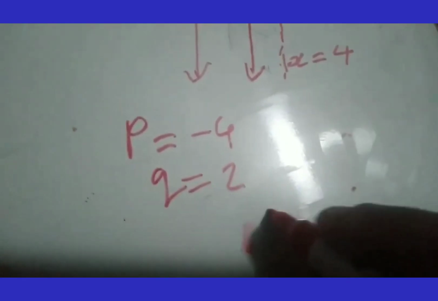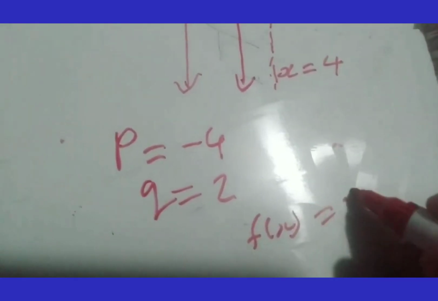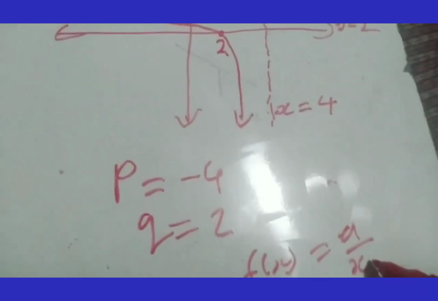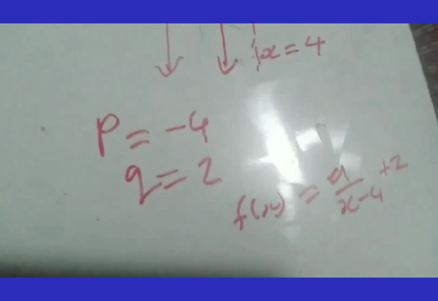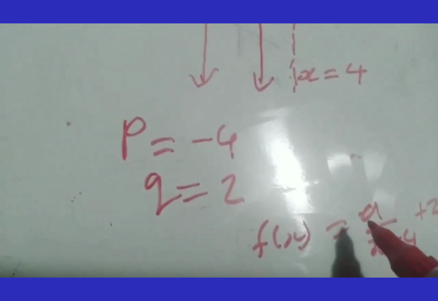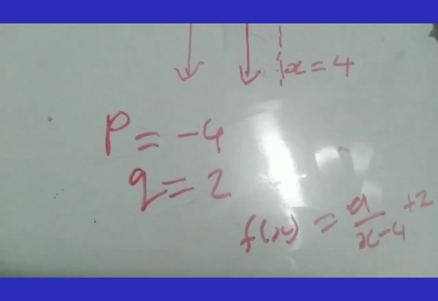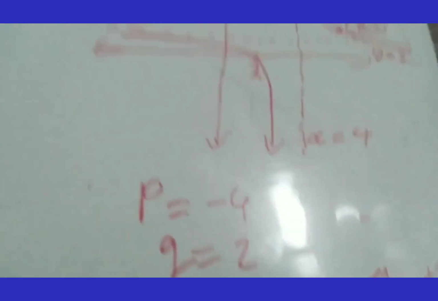So far we have f(x) is equal to a over x minus 4 plus 2. So we have to find a. Whenever there's one unknown, it's always easy to find it. Sometimes I can actually give you this as a question and say find a. So whenever we have one unknown, all we have to do is to just substitute a point.